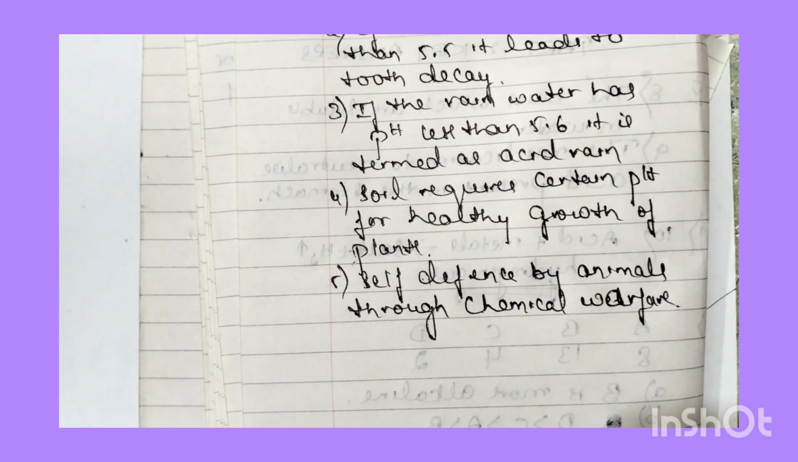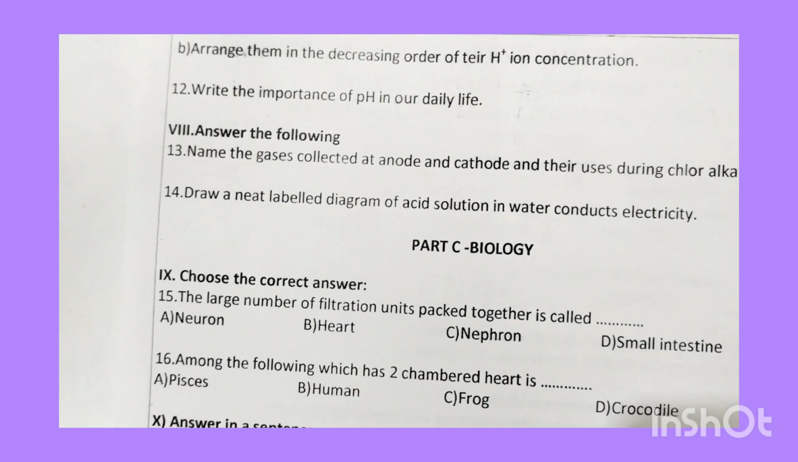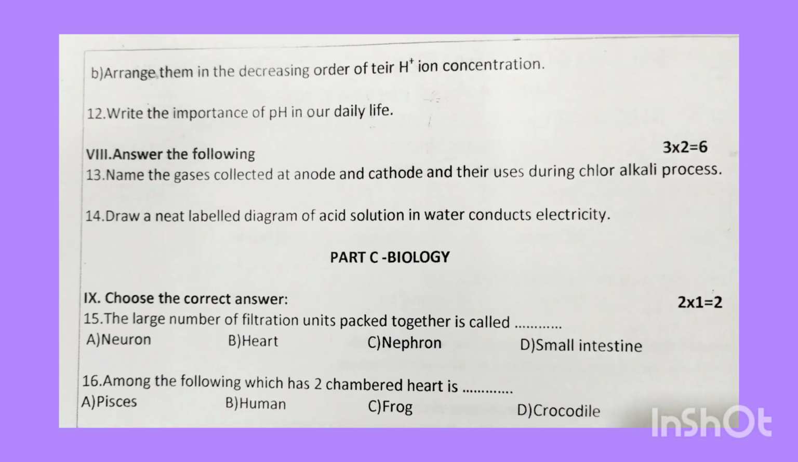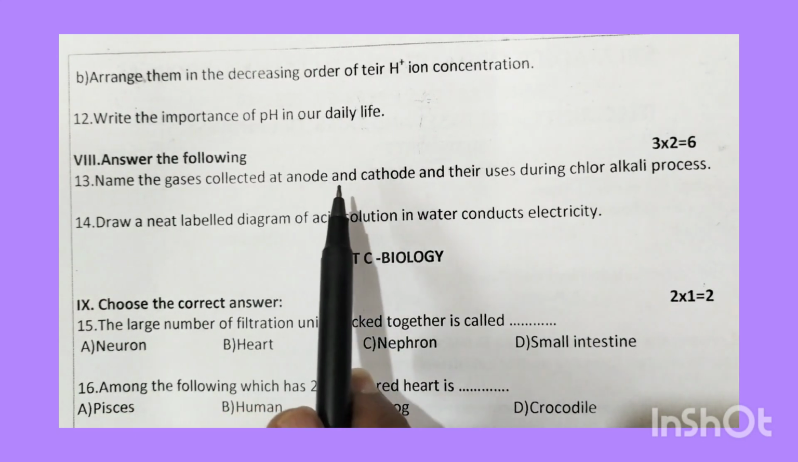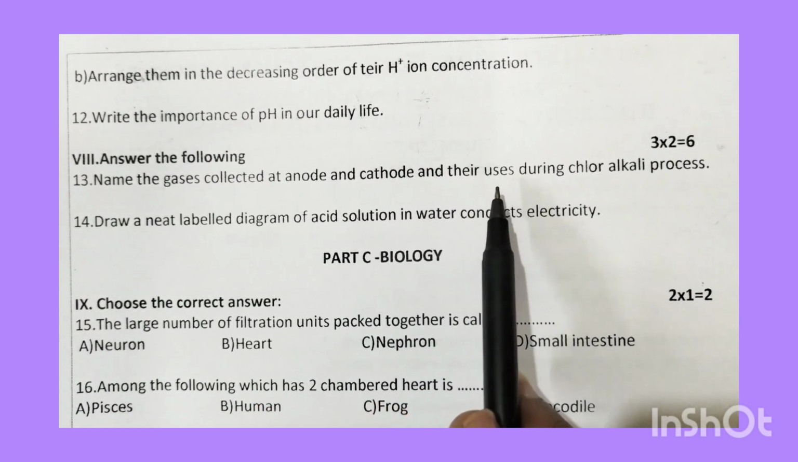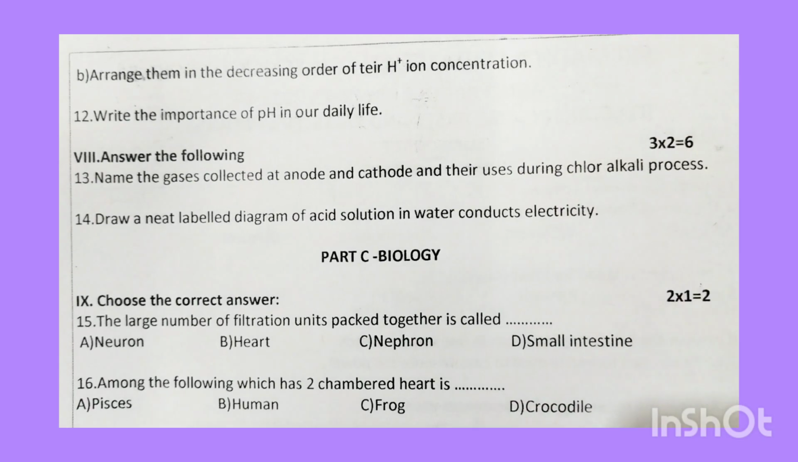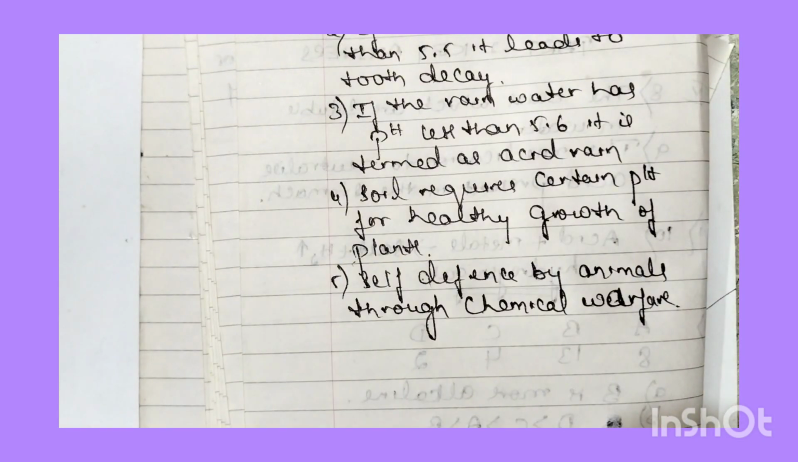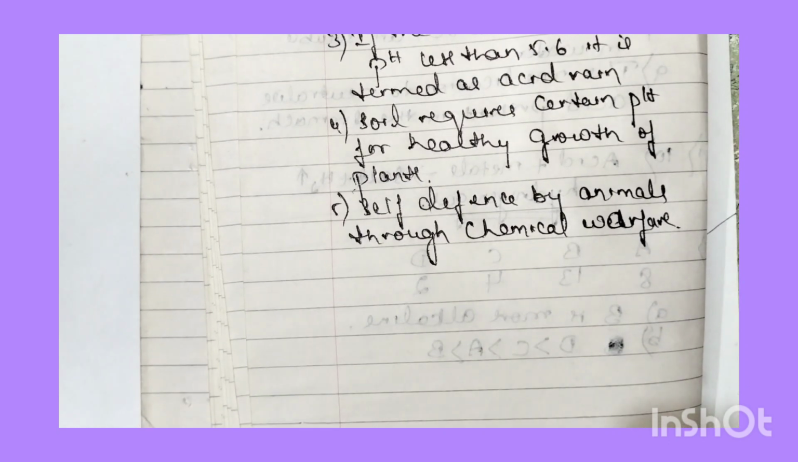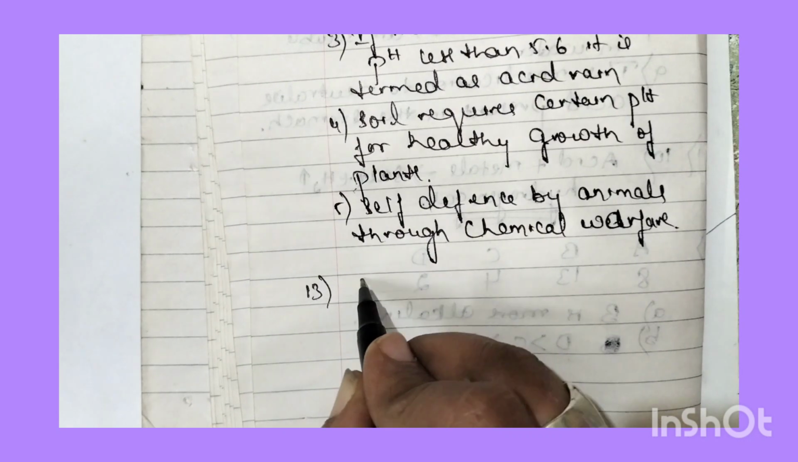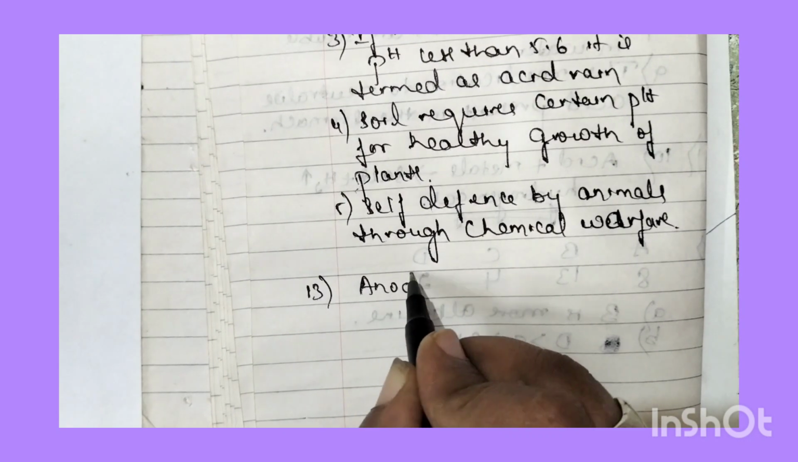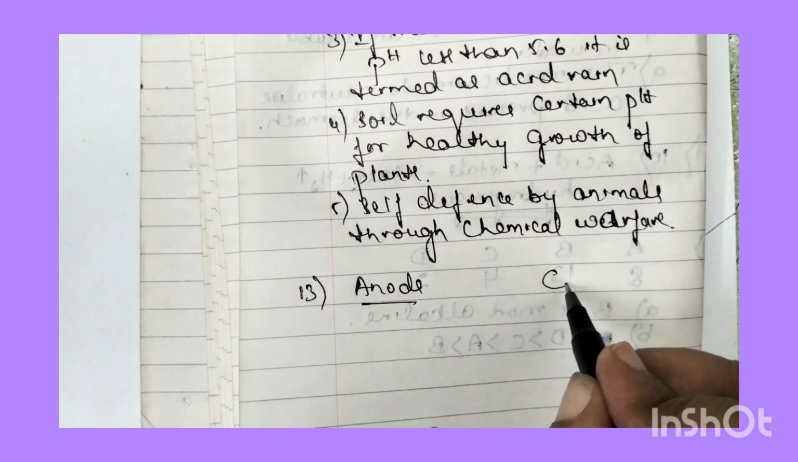So now let us move to the next question, that is question number 13. Name the gases collected at anode and cathode and their uses during chlor-alkali process. So now let us make a list of gases that have been collected at anode and cathode during chlor-alkali process. So at anode, then at cathode.